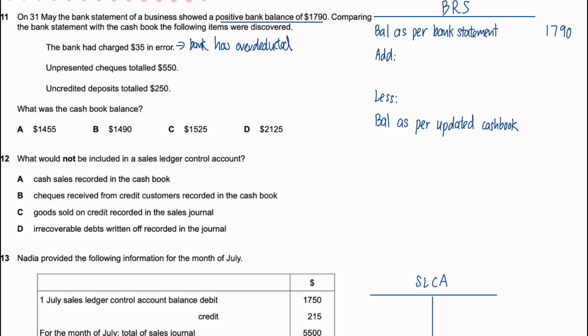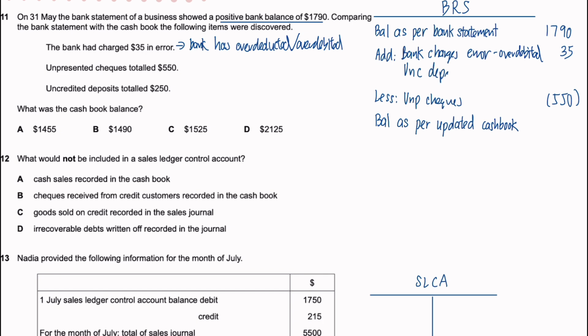When it's over deducted, what does it mean? Over debited. Remember, debit means withdrawal. So when it was over deducted, you need to add back to the bank statement. So you need to put bank charges error. Because you over debited, now you need to add back. Add back is to credit, so it's 35. Unpresented checks totaled 550. So we know that unpresented checks are 550, so minus. And uncredited deposits are added, because the money increased in your bank account. Then you calculate, and you will get 1525. C is the answer.